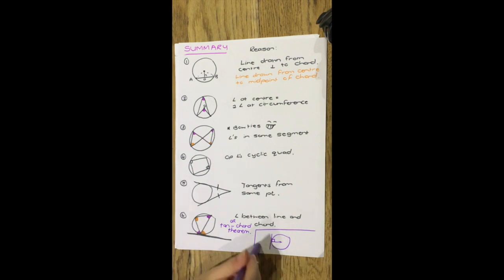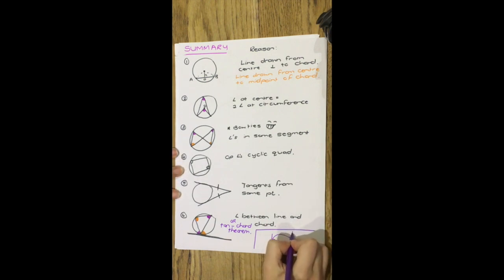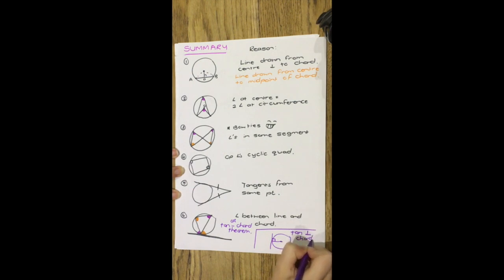And then lastly, I forgot to put this in there, but it's not quite a theorem. It's just something we use. If you have a radius and a tangent, remember they will always be perpendicular. And we say tan perpendicular to chord.